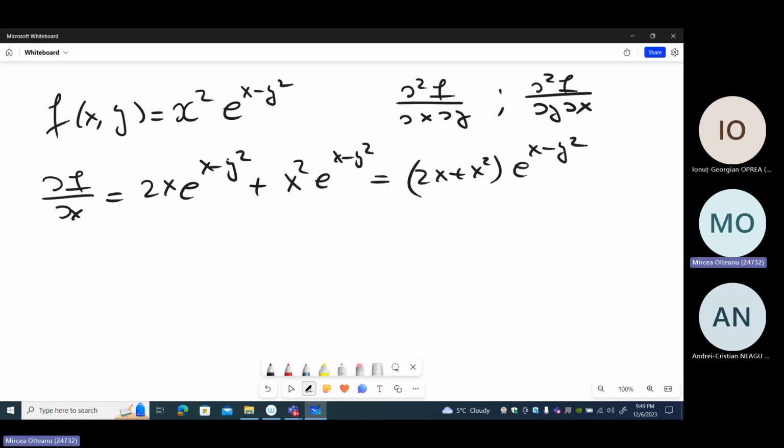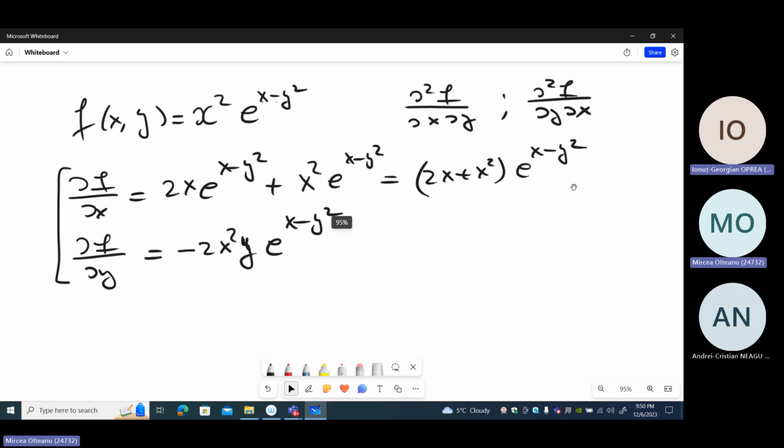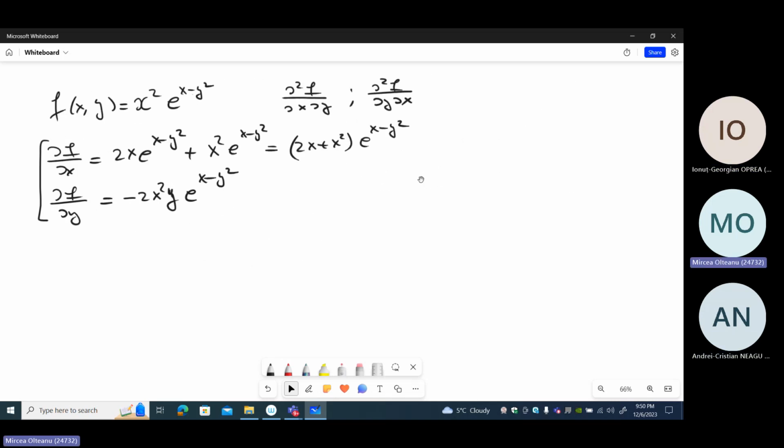Let's check again. Okay, so this is the partial derivative with respect to x. Now let's see the partial derivative with respect to y, which will be minus 2x squared y e to the power x minus y squared. X squared is a constant, the exponential times the derivative of x minus y squared with respect to y, which is minus 2y. Okay. Did you get the same? Yes. Okay. Take it easy, don't hurry. You are in the beginning now, but let's check everything.